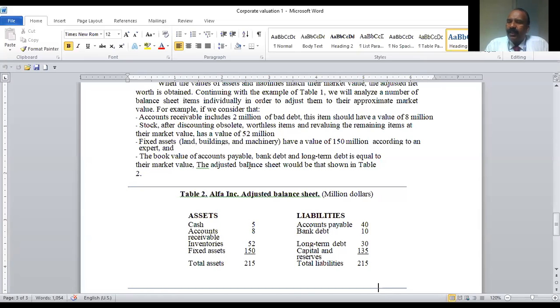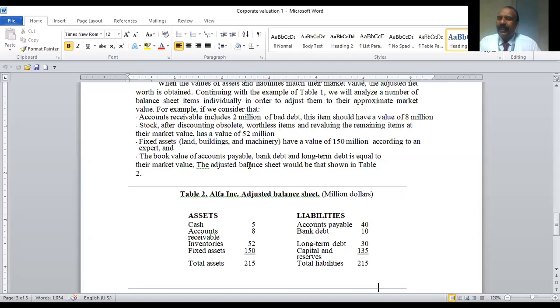Any clarification? Anybody? First method, balance sheet method. Yeah. Second one is a very simple method. That is stock and debt approach. So add the value of equity and value of debt. So that is the value of a company.